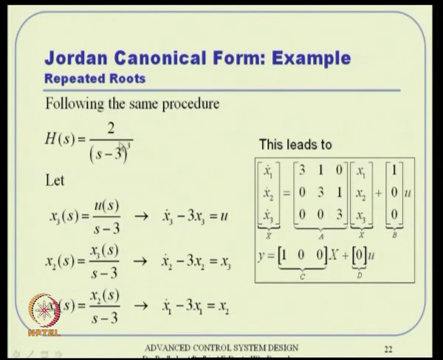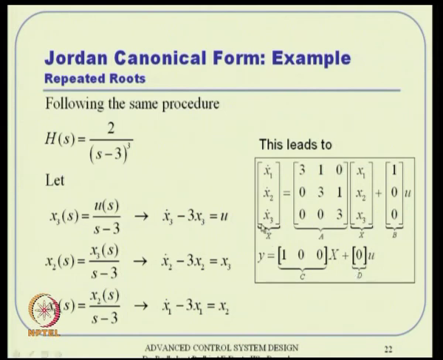Remember, we are considering only one part here. Other parts are non repeated, that is what you have assumed. Then that part will turn out to be diagonal, only this part will turn out to be a Jordan block. But if your original system is this, with nothing else, then this is your system dynamics anyway. This is how you will get the A matrix, the B matrix, then the C and D matrix.